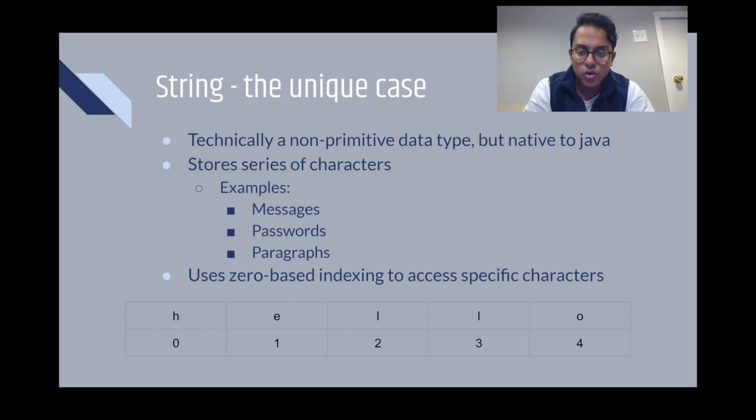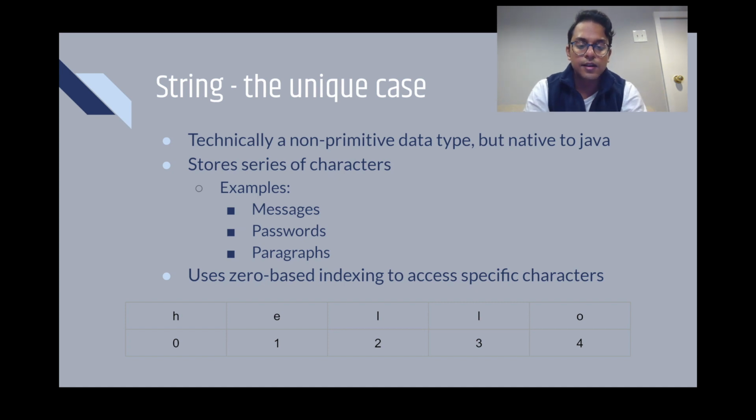So let's take the word hello, for example. You can look at the word hello and you'll see that we have a block of memory. We have a segment of memory for the H, a segment of memory for the E, then two more segments of memory for the L's, and then one more segment of memory for the O. And a string in Java uses a concept that we call zero-based indexing.